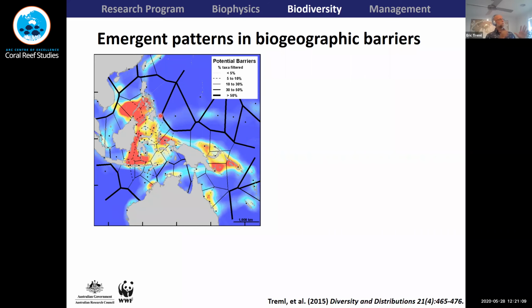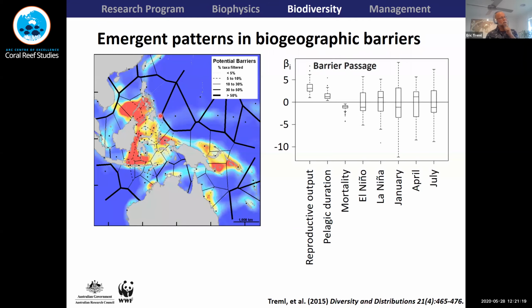So we have this broad scale representation of dispersal barriers, which I thought was interesting. Others perhaps thought it was less interesting. But then I thought about, what are the biological or physical drivers of these patterns?